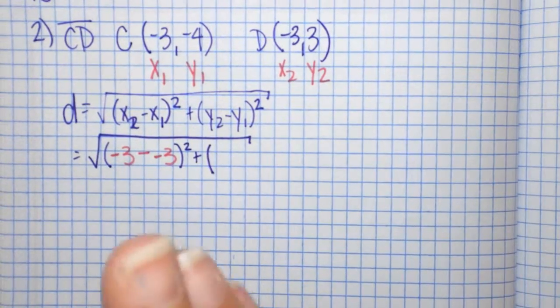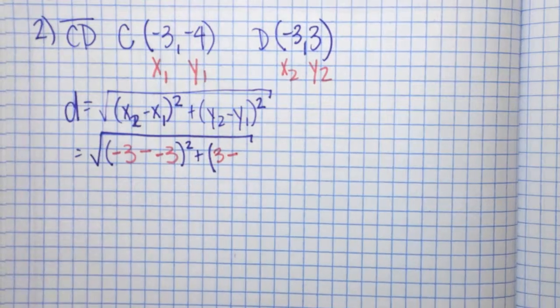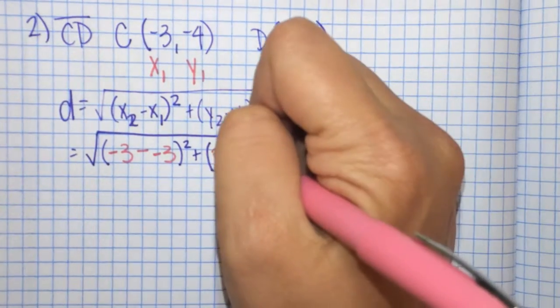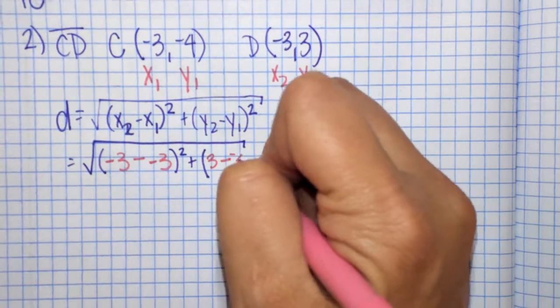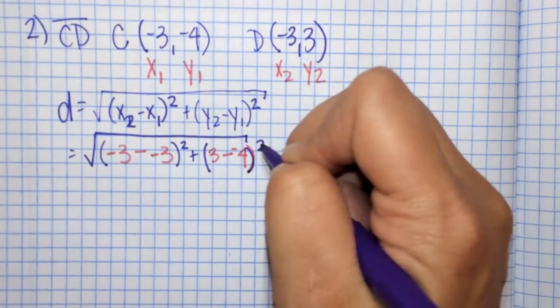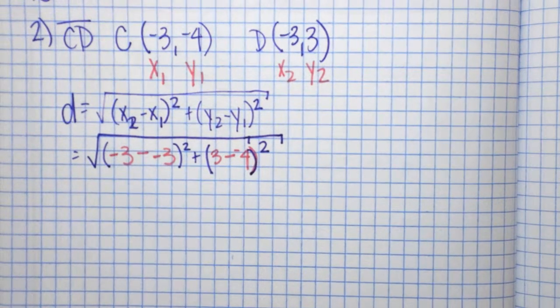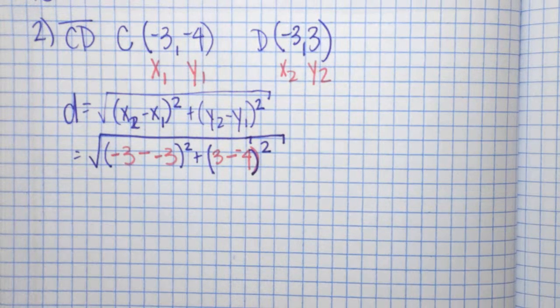All right, what is y2? Okay. Minus, what is y1? So is it minus 4 or minus a negative 4? Minus a negative 4 quantity squared. Does everybody's look like mine? Do I need to zoom in?